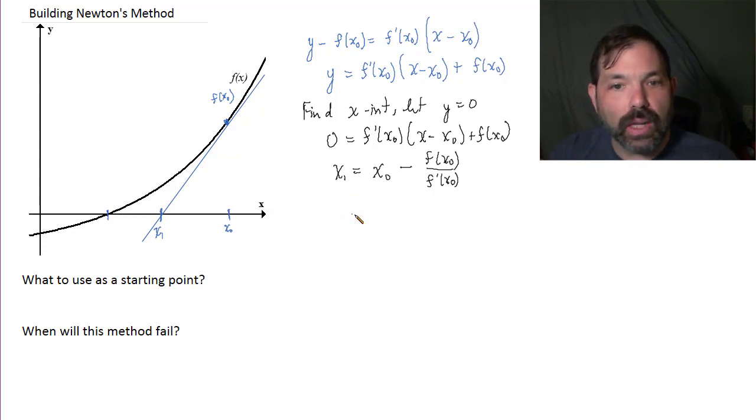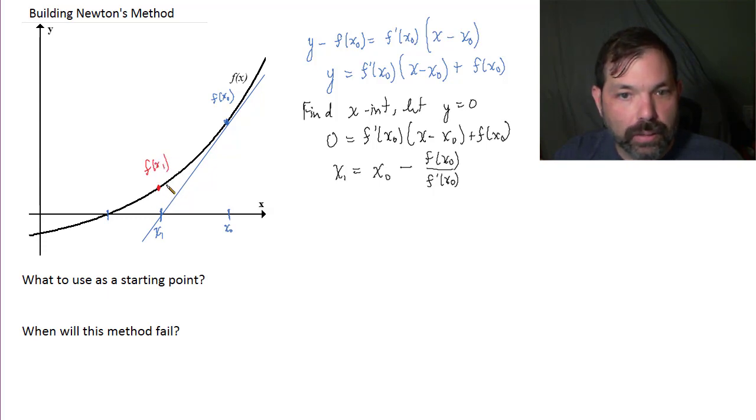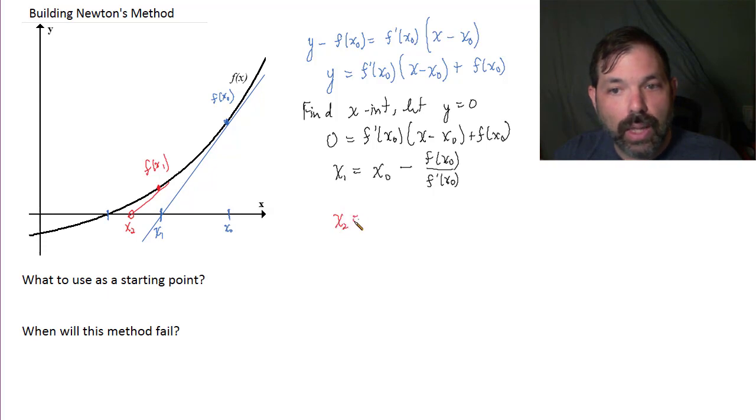And then we repeat the process. Here's x1. Now we take that x1 and we find its function value, f of x1. We find the tangent line. We find where the tangent line intersects, and we call that point x2. And if we go through a similar process, x2 ends up being x1 minus f of x1 over f prime of x1.